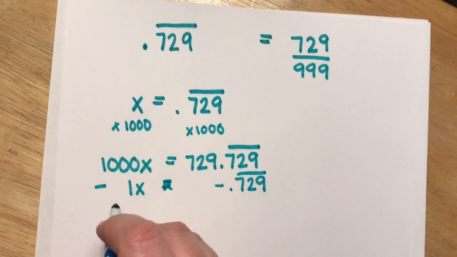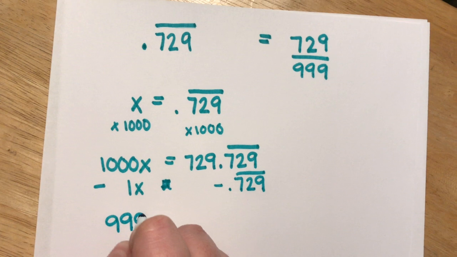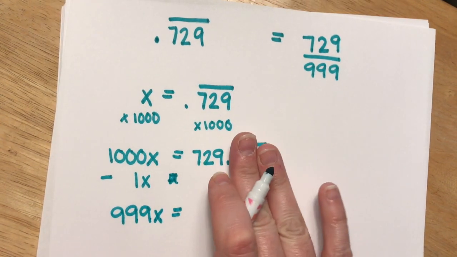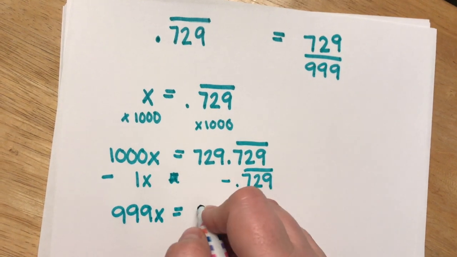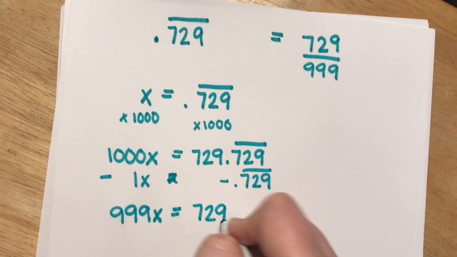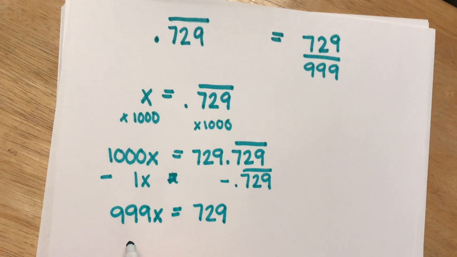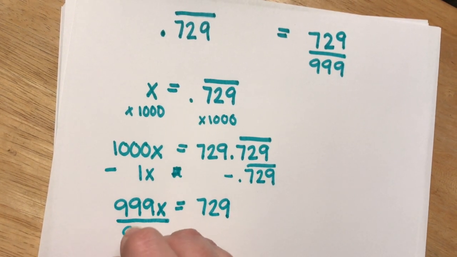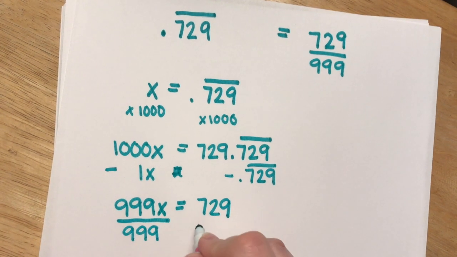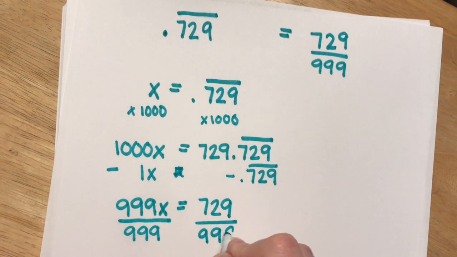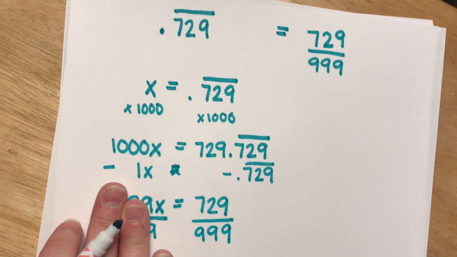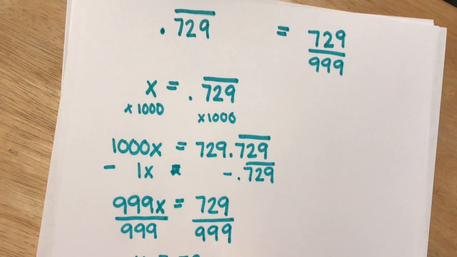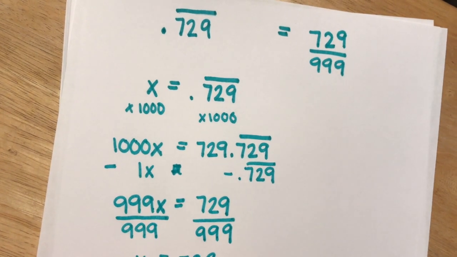So I'm going to subtract the x over here, and I end up with 999x. And over here, I subtracted the repeating 729 thousandths, so I'm left with 729. And now I need to get the x isolated, get the x by itself. So I divide by 999 on this side. Whatever I do to one side, I have to do to the other. These guys cancel out, and they equal 1. I end up with x equals 729 over 999.